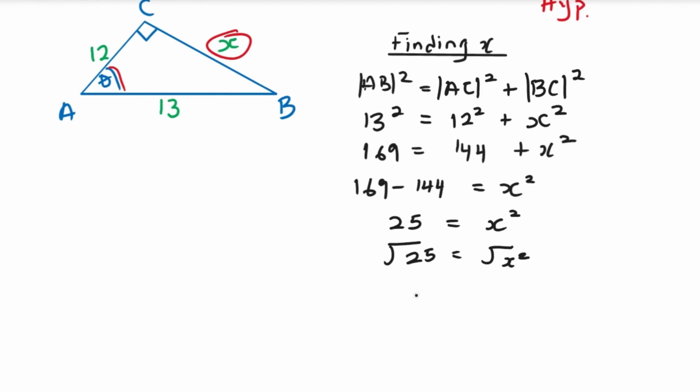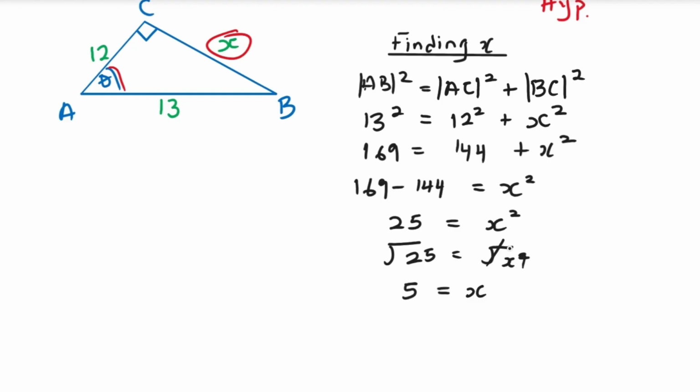So that will give me the root of 25. 25 is a perfect square. So 5 times 5 will give you 25. So the answer is 5. Equal to, this square can also erase the root. So you have X. So that means X is equal to 5.